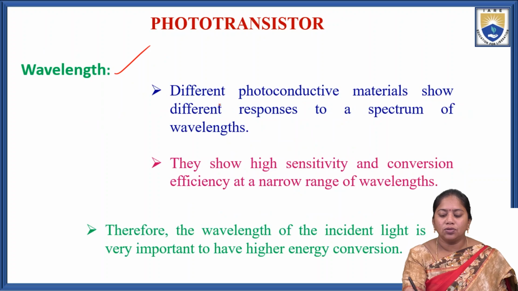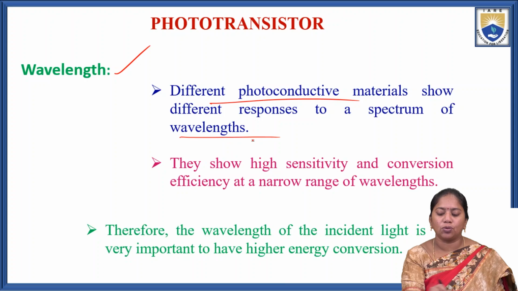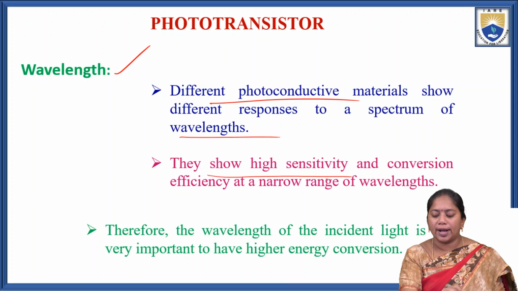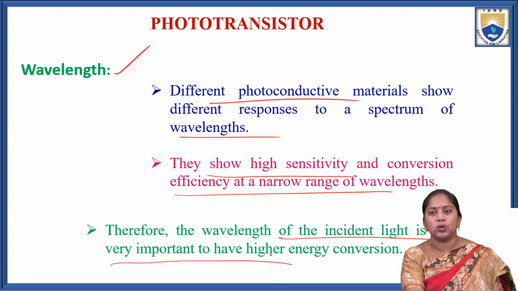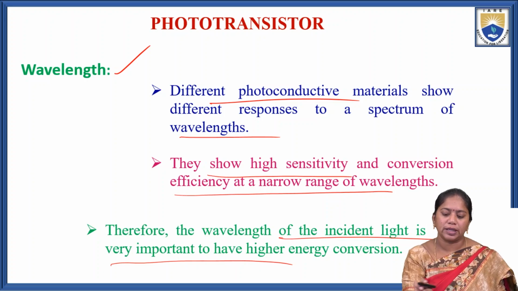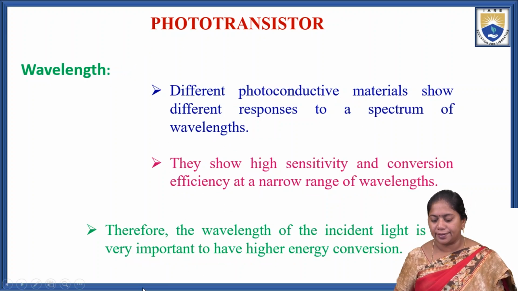Wavelength. Different photoconductive materials show different responses to a spectrum of wavelengths, depending upon the photoconductive material. They show high sensitivity and conversion efficiency at a narrow range of wavelengths. Therefore, the wavelength of the incident light is very important to have higher energy conversion.